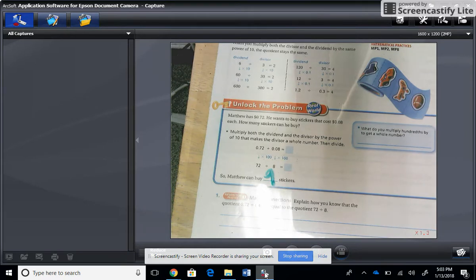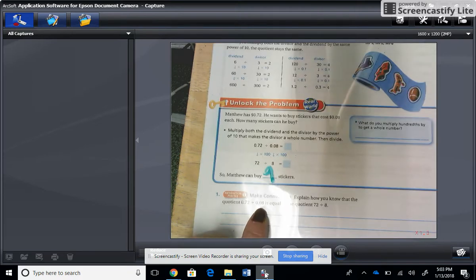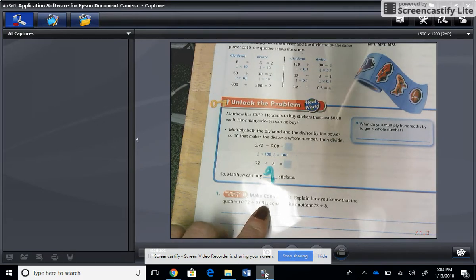So what did I do to make them a whole number? I multiplied both sides by whatever it took to make it a whole number. So I took this times 100 to get 72, and I took this times 100, because they're both in the hundreds place, to get 8 whole.